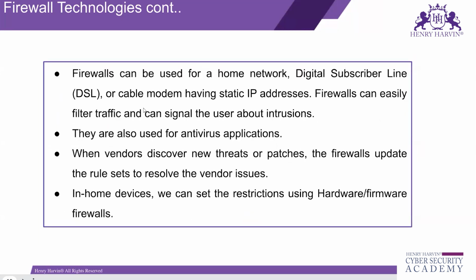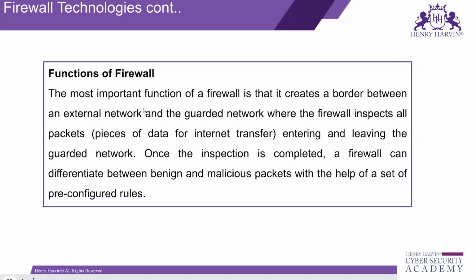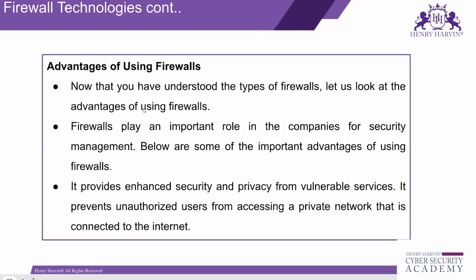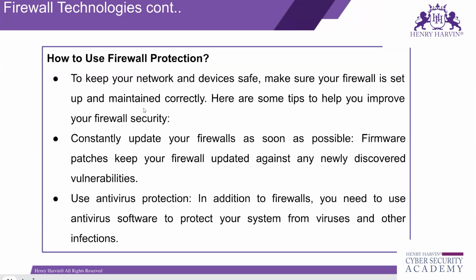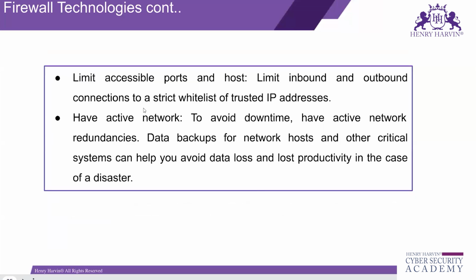Now, digital subscriber line DSL is there. Regarding the function of the firewall, it is allowing or denying the traffic. Advantages of using a firewall: based on the requirement, we can understand how it is working. If any kind of malicious traffic is coming, it should not be allowed. That work we can do. Now, how does a firewall protect? There are restrictions we are giving. Based on the restrictions only, it will allow or deny the traffic.